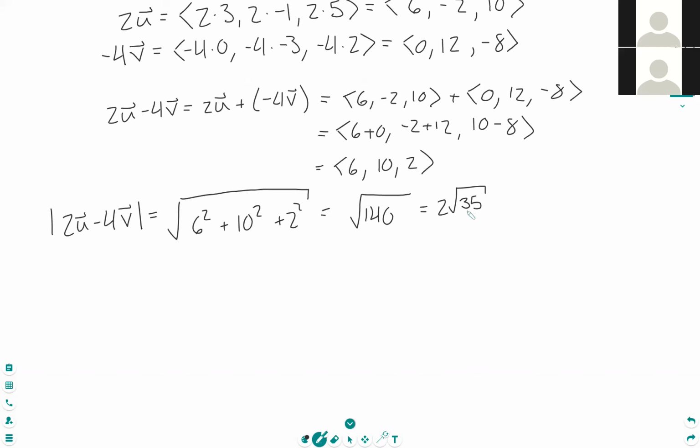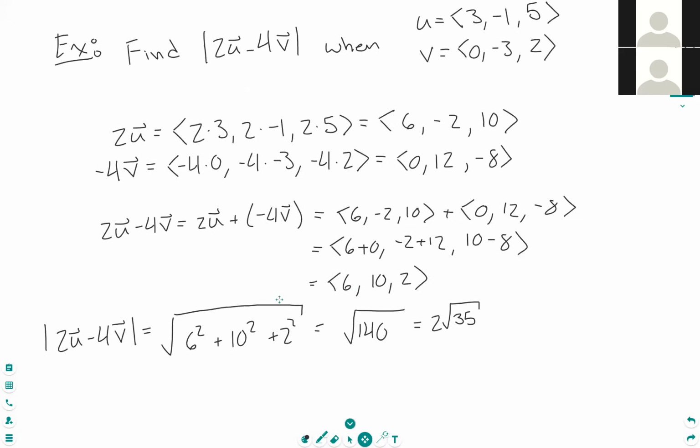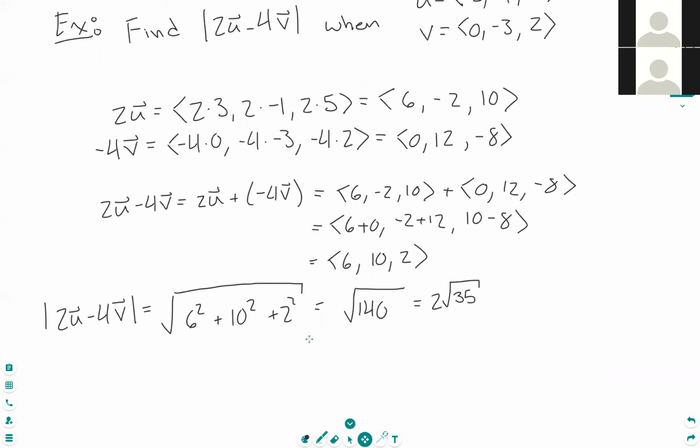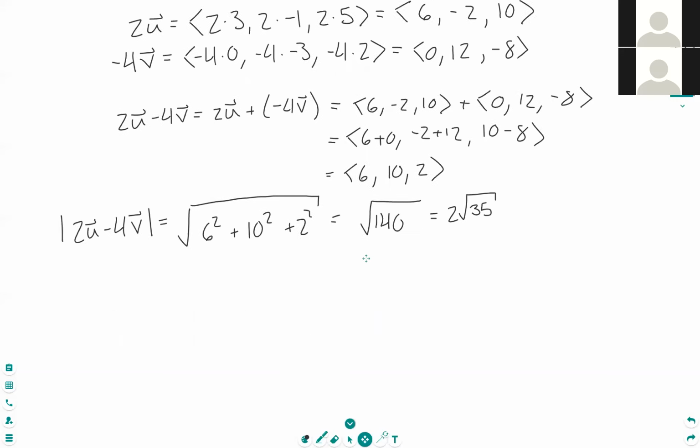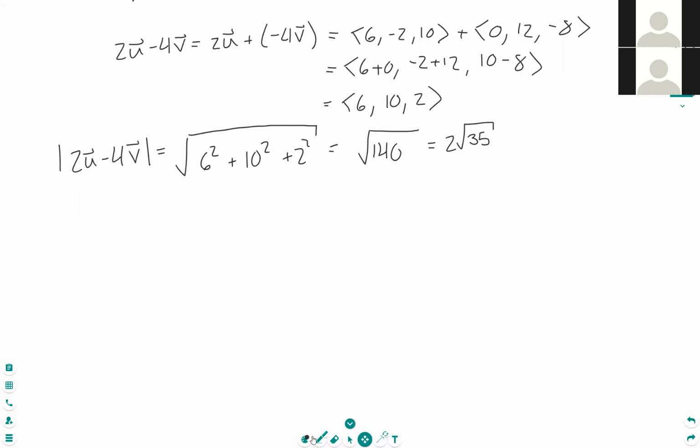So that's kind of the procedure for doing an example like this, right? I first had to find the vector that's inside this magnitude, and to do so, I first found 2u, and then I found negative 4v. I did the addition of our vectors there, and then I finally found the magnitude. Maybe that was a little bit drawn out, but it was our first time kind of interacting with this, so now we've seen it.